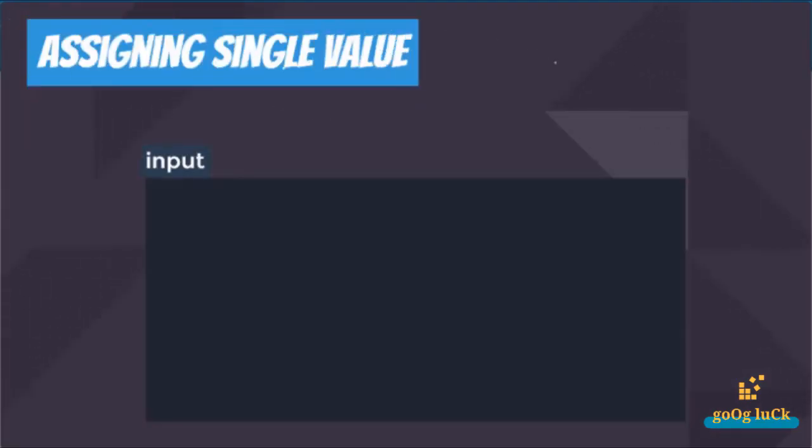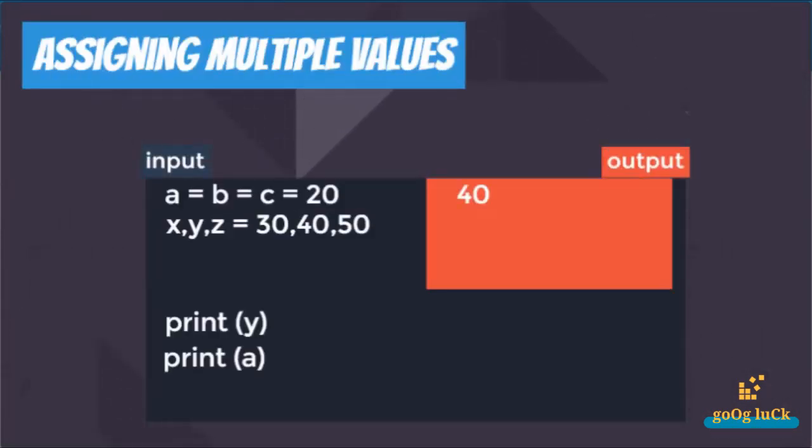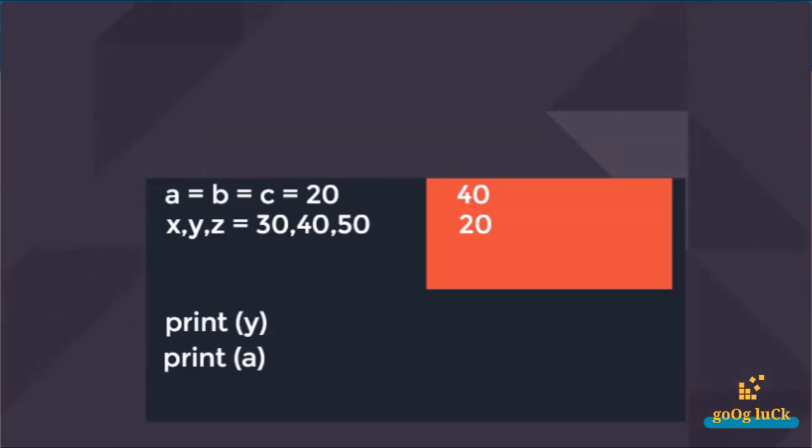Alright. So this was about assigning a single value to a variable. We also learned about assigning multiple values to variables. A equal b equal c equal 20. In this example we already did, right? And we got the output as 40 and 20.